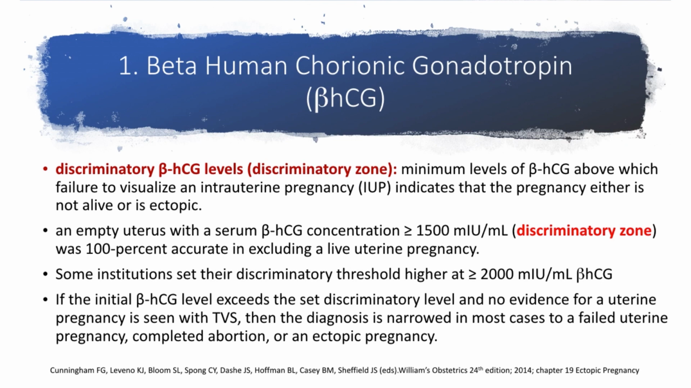An empty uterus with a serum beta-HCG concentration of at least 1,500 MIU per ml, or what we call the discriminatory zone, is 100% accurate in excluding a live uterine pregnancy. Now, some institutions set their discriminatory zone at 2,000 MIU per ml beta-HCG. If the initial beta-HCG level exceeds the set discriminatory level and no evidence for a uterine pregnancy is seen on transvaginal ultrasound, then the diagnosis is narrowed in most cases to a failed uterine pregnancy, completed abortion, or an ectopic pregnancy.